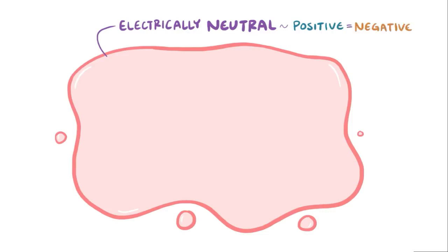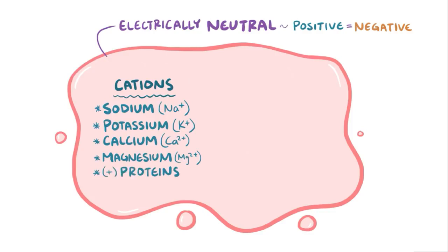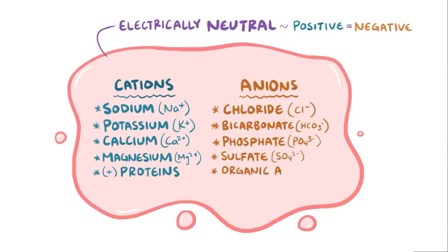The vast majority of cations are sodium ions, or Na+, followed by potassium ions, or K+, then calcium ions, or Ca2+, then magnesium ions, or Mg2+, and finally various positively charged proteins. The majority of anions are chloride ions, or Cl-, followed by bicarbonate ions, or HCO3-, then phosphate ions, or PO43-, then sulfate ions, or SO42-, and finally some organic acids and negatively charged plasma proteins, like albumin.